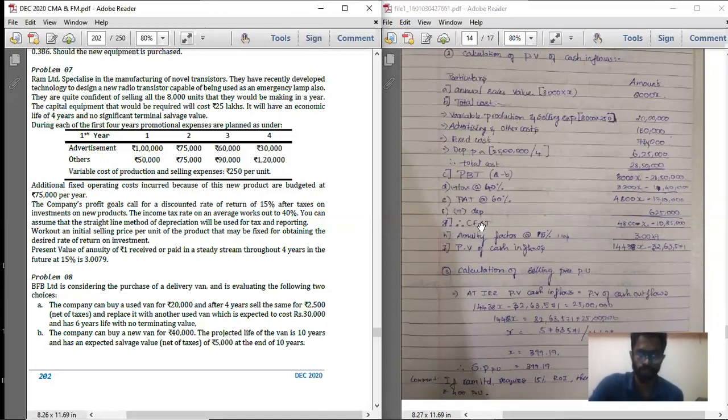If you multiply CFAT with the annuity factor at the rate of 15% for 4 years, that is 3.0079, then you will get the present value of cash inflows at IRR.